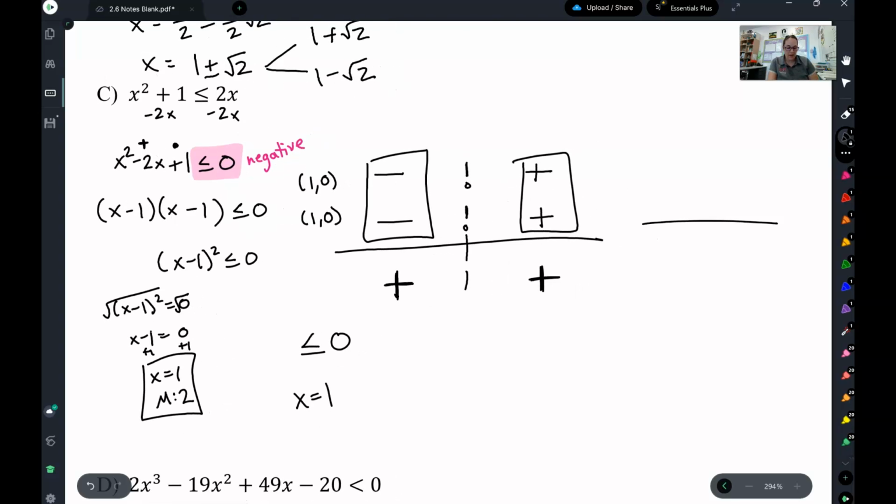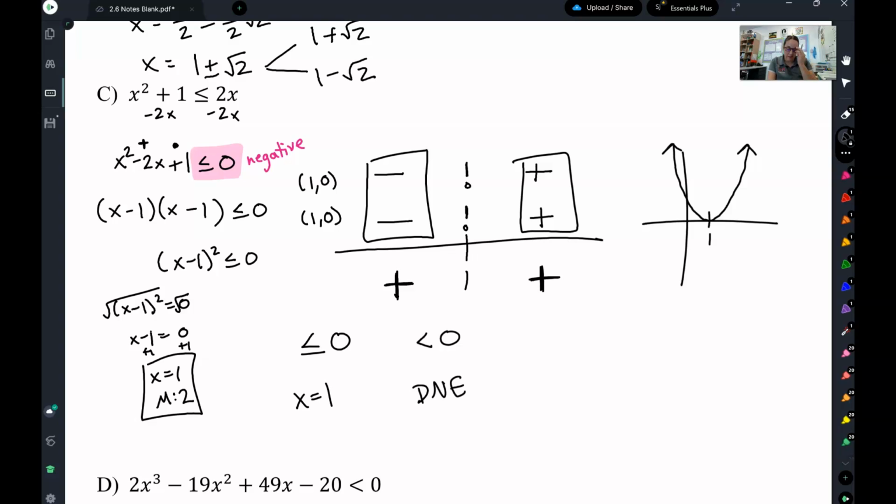And this should make sense if we look at the graph. This graph has an x-intercept at 1, and because it has a multiplicity of 2, that means we're going to bounce off of that x-intercept. So this is what the graph looks like. Notice the whole graph is positive or above the x-axis, and this is the only place where it equals 0. So let's say instead of asking for less than or equal to 0, the problem just asked for less than 0. Then we could say DNE, because this graph is never less than 0.